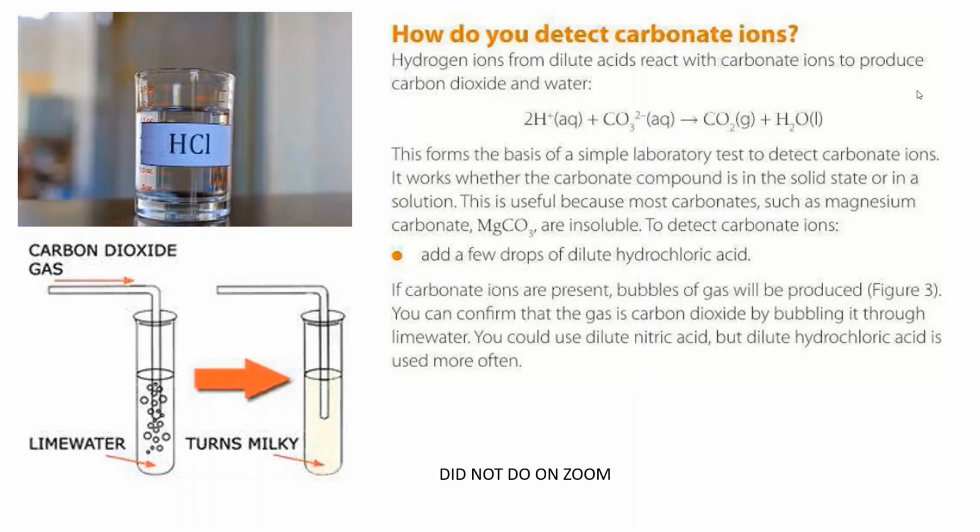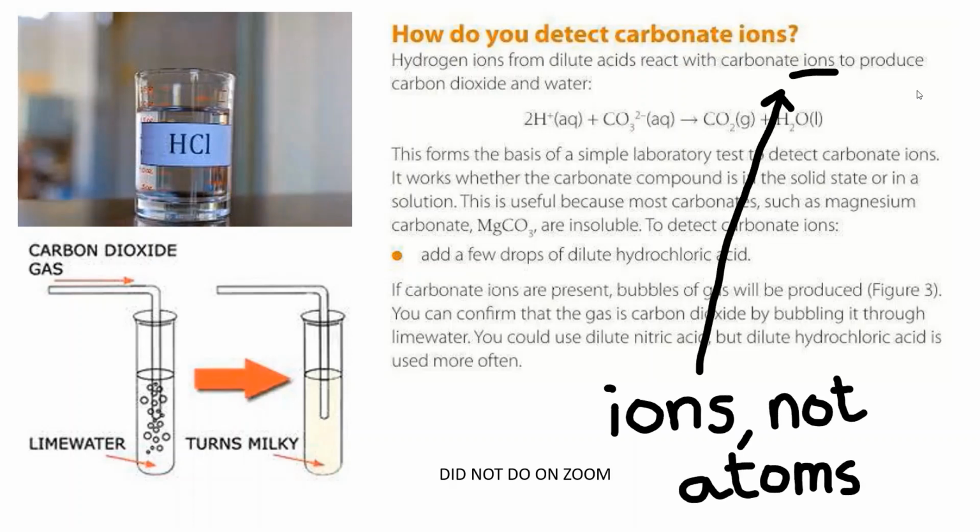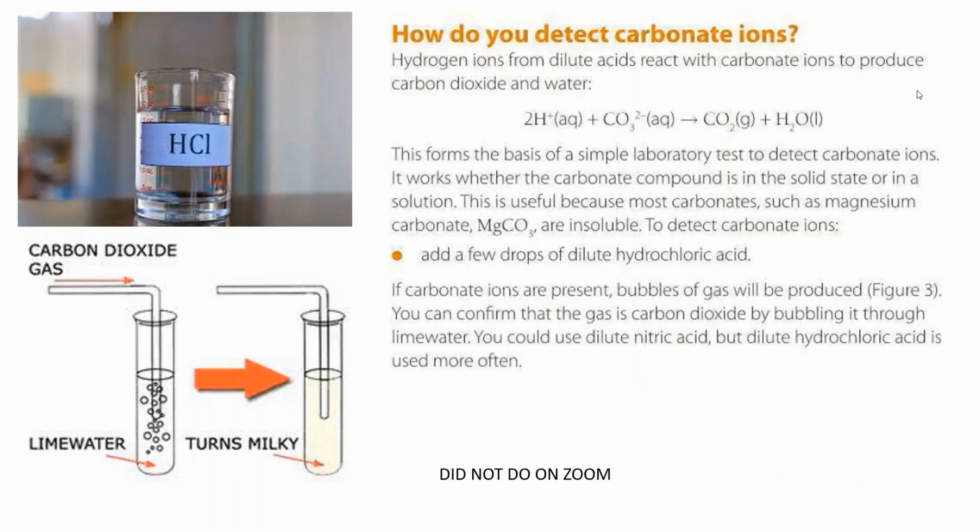Hydrogen ions from dilute acids react with carbonate ions to produce carbon dioxide and water. This forms the basis of a simple laboratory test to detect carbonate ions. It works whether the carbonate compound is in the solid state or in a solution. This is useful because most carbonates, such as magnesium carbonate, MgCO3, are insoluble.